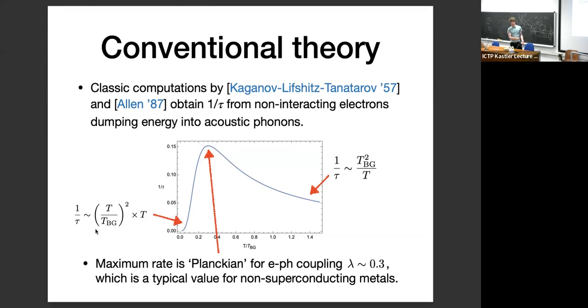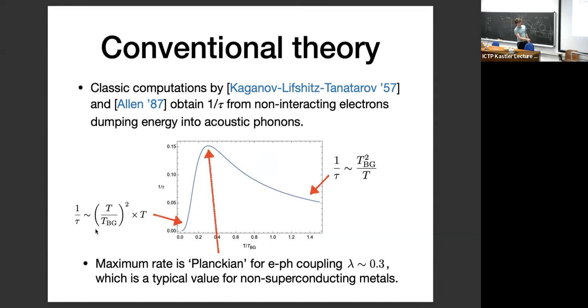I chose an acoustic phonon, but it doesn't matter. This is the temperature over the Bloch-Grüneisen temperature, which, remember, if this was v_F, this would be the Fermi energy, but it's v_sound. And this is the natural scale in electron-phonon coupling. So, it has this form. There's some big peak.